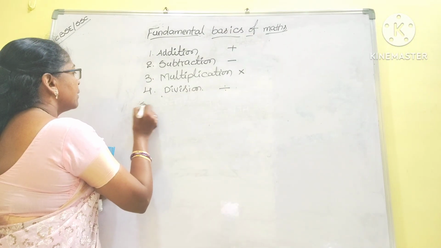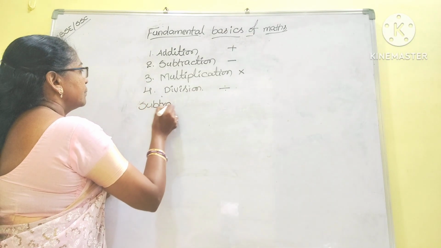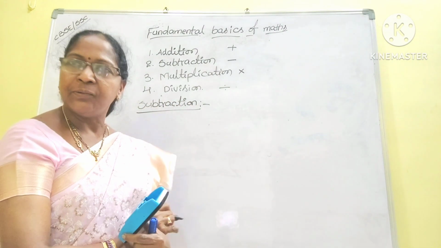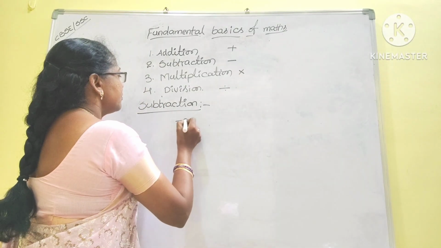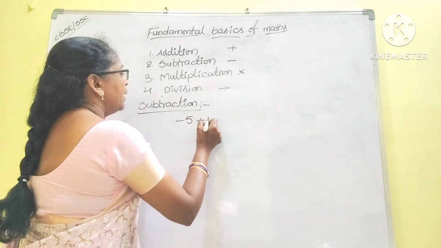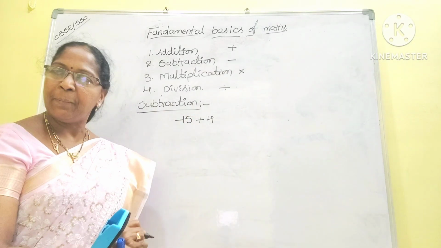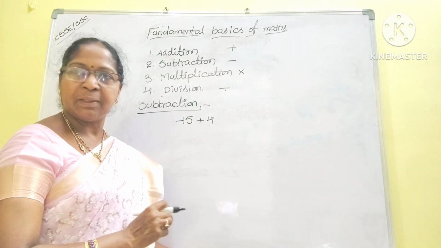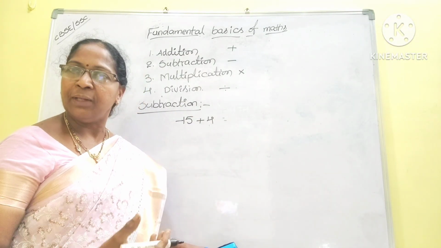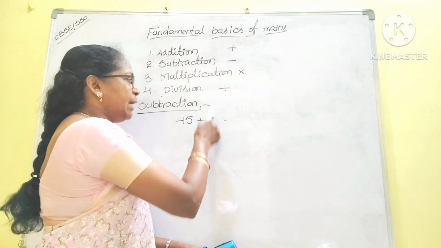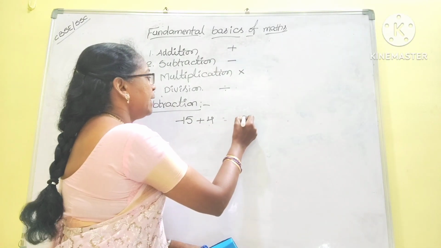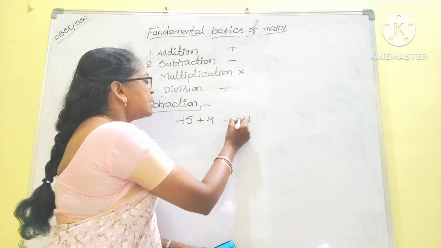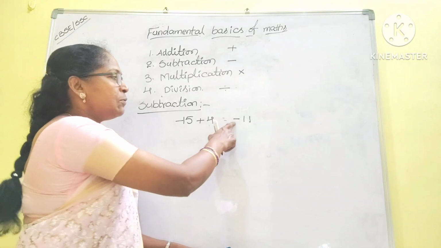Second one is subtraction. When you have to do the subtraction, suppose here minus 15 plus 4. Here two numbers are there and both are having different symbols. Then what you have to do? You should do the subtraction. So 15 minus 4, first you do the subtraction, that equals 11, but in front of the big number a negative symbol, a minus, is there, so you also should write the negative symbol.